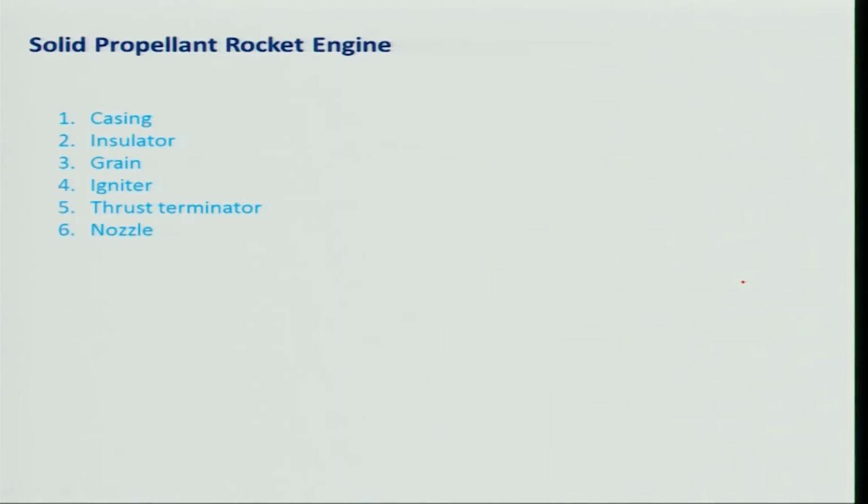If you look at what parts one can think of, we know there will be casing, there will be grain, as I have told you, and you need to have an insulator. We can have an igniter, and of course, once the rocket engine is fired, it has to be terminated. That means we should have a means of terminating, a thrust terminator, and a nozzle.